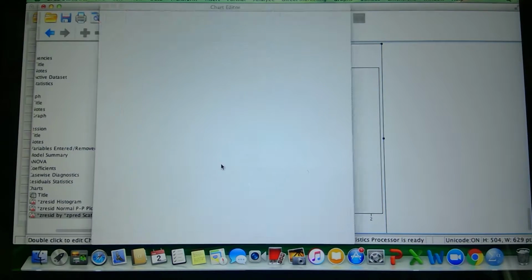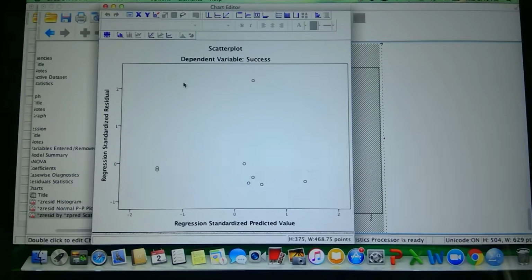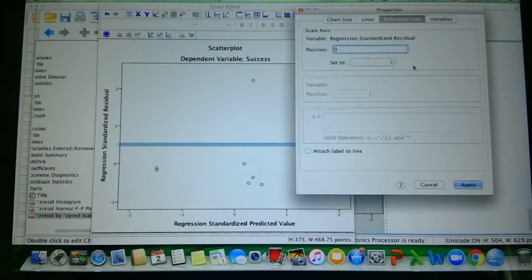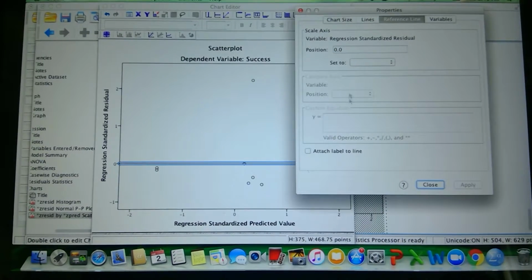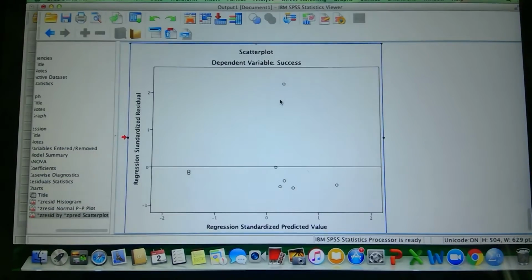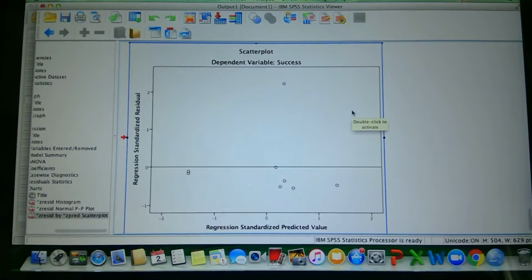So I would double click here, and I want to create a mean reference line. So I'm going to click on this little diagram over here. It says add reference line to y-axis. I'm going to click on this, and I want the position to be at 0. Click apply, and then I'm going to close out. Okay, perfect. So now I can actually do a comparison of the dots.